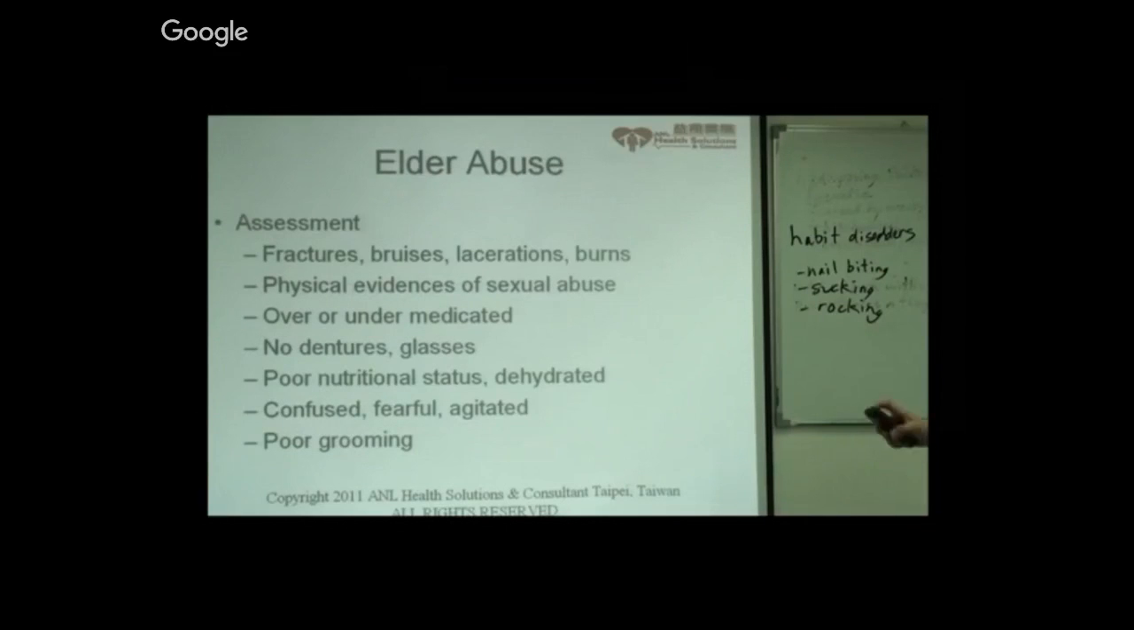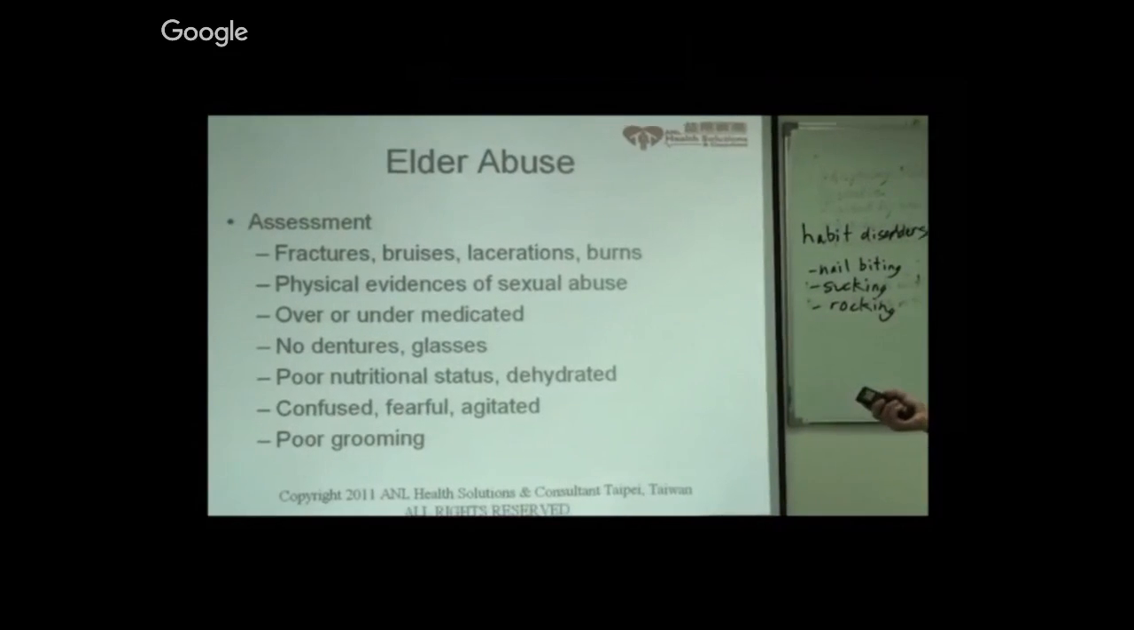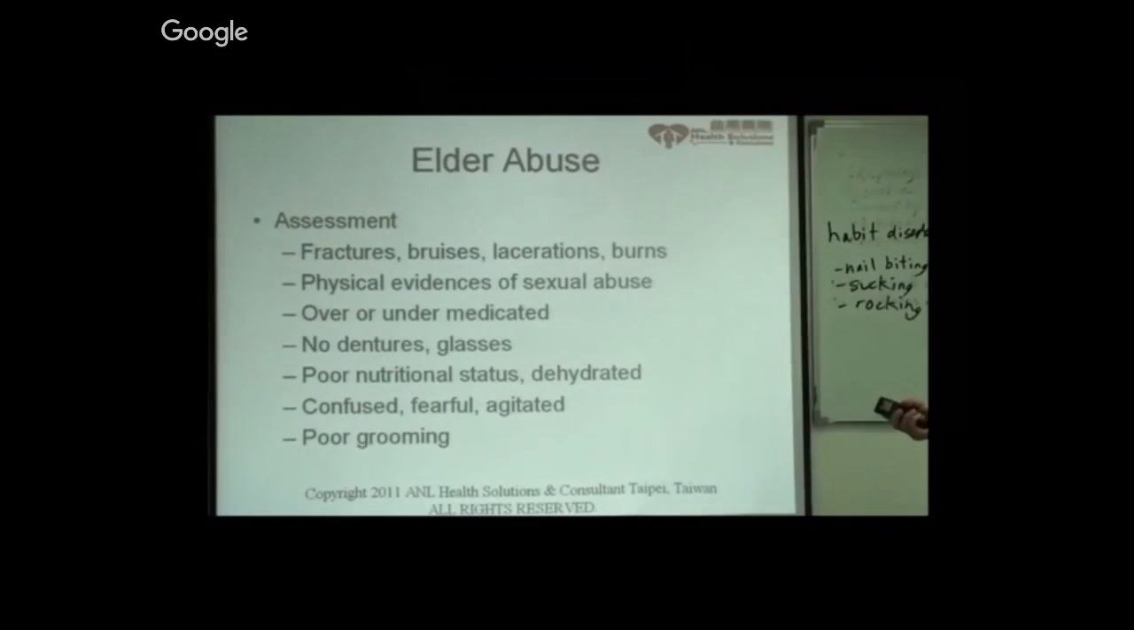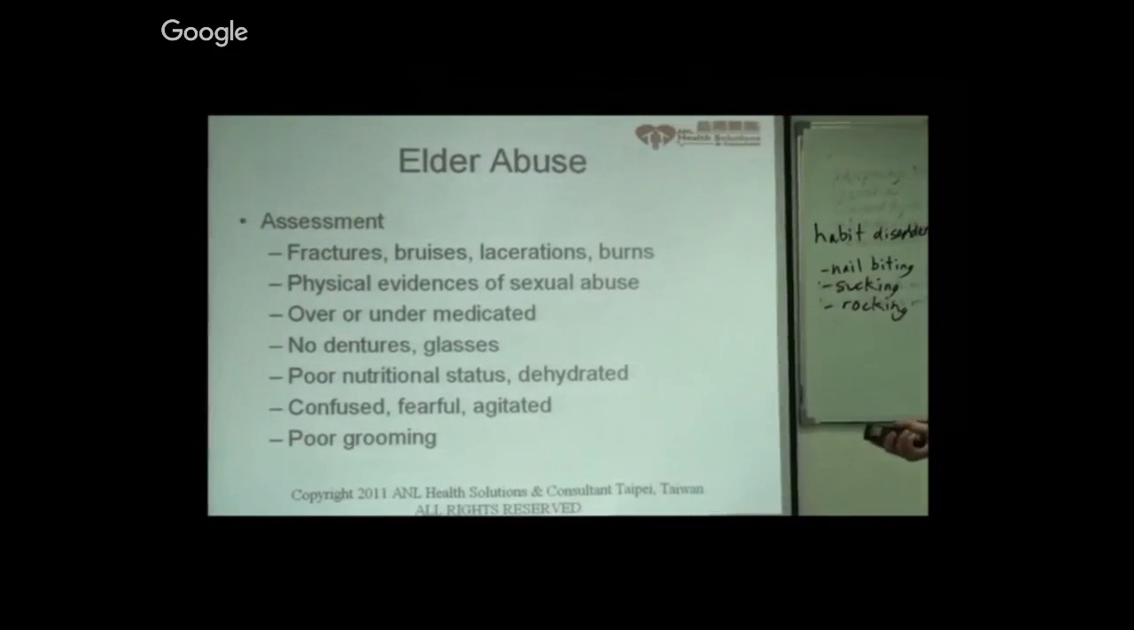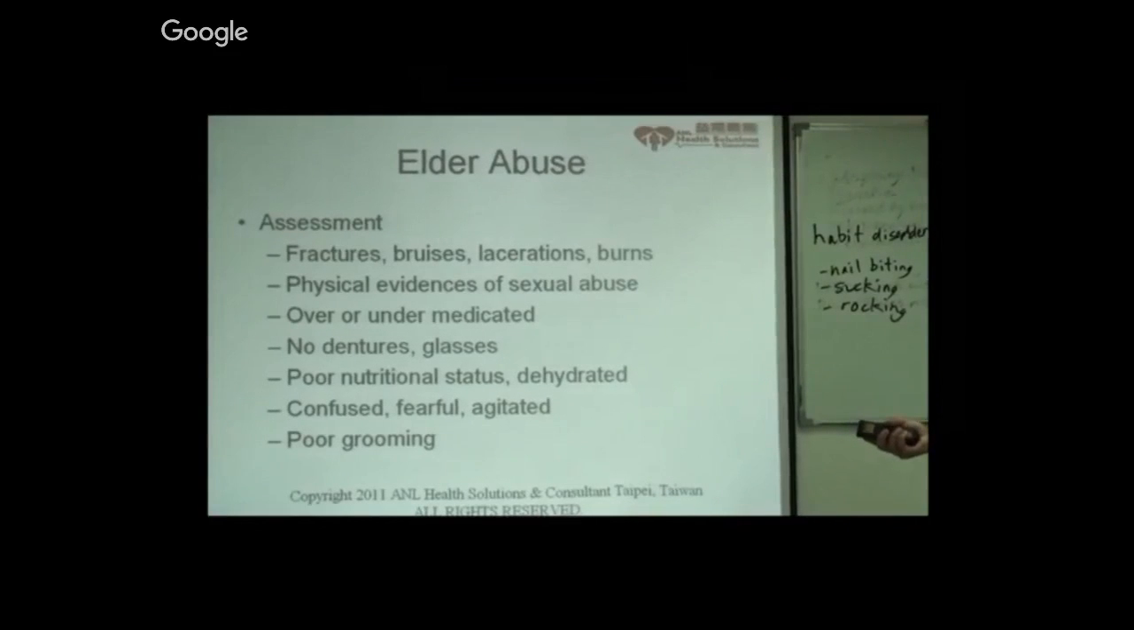So again, what will you assess? How do you assess the elderly for abuse? You look for signs of fracture, bruises, lacerations, and burns on the body, and physical evidence of sexual abuse, especially if it's a female. What else? Elderly who are over- or under-medicated. They don't have medicines, or they are given too much medicine so that they will not wake up anymore. What else? No dentures, no reading glasses, poor nutritional status, dehydrated, confused, fearful, agitated, and poor grooming. They don't buy them clothes.